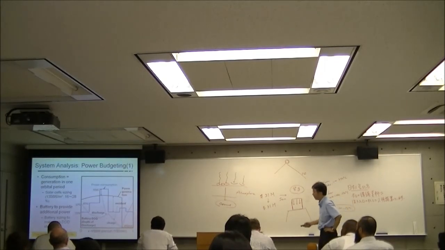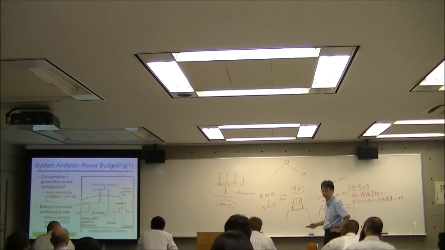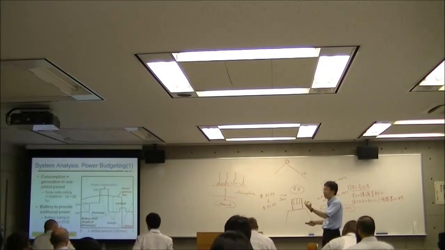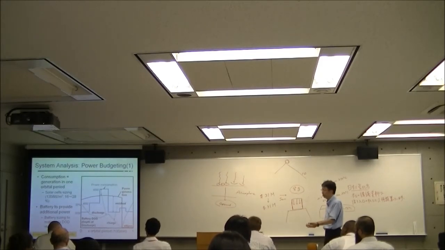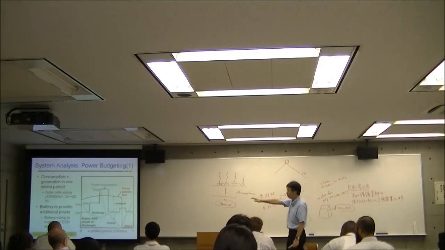And you know, usually the battery depth of discharge, called the DOD, is something like 30%. Okay, because of the prevention of battery fatigue, we need to make this DOD about 30%. So this kind of thing is also a very important power budgeting analysis for the satellite. The satellite is very, very complicated because, as I said before, there is power generation and power consumption.